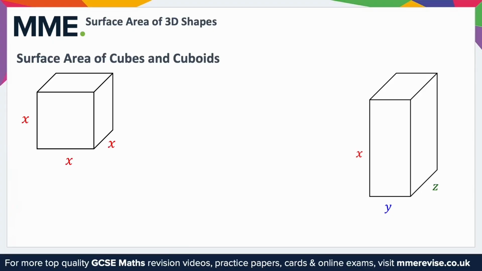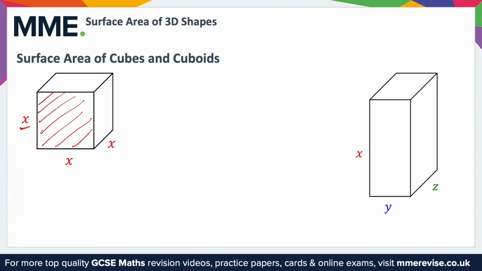Finding the surface area of cubes and cuboids. First, let's tackle the cube. So here, we know a cube has 6 sides and every single one is exactly the same. So if I can work out the area of one side, I can just times it by 6 to get the total surface area. In this case, let's focus on this side.